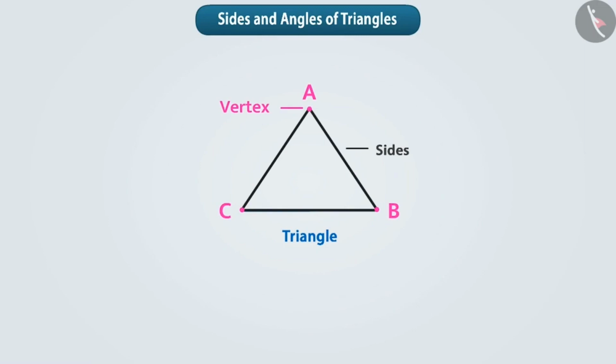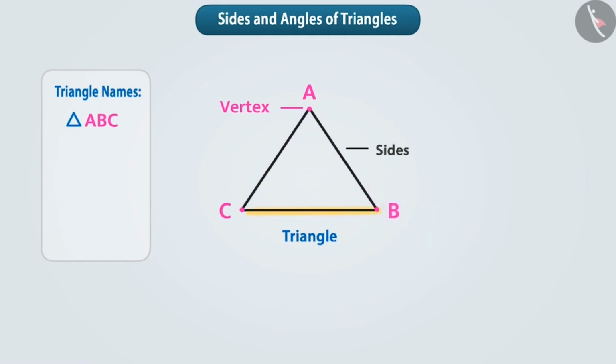A triangle is named using the names of its vertices. Like here, we will name the triangle ABC. In order to name any triangle, we start from a point and, moving from one point to another, we write them in sequence. Like here, we have named the triangle ABC. This symbol of a triangle indicates that we are talking about a triangle named triangle ABC.